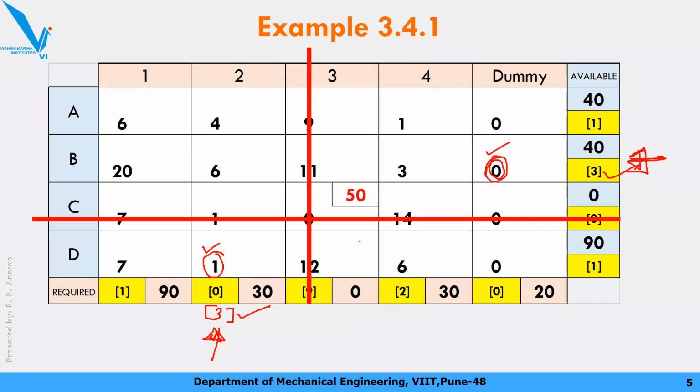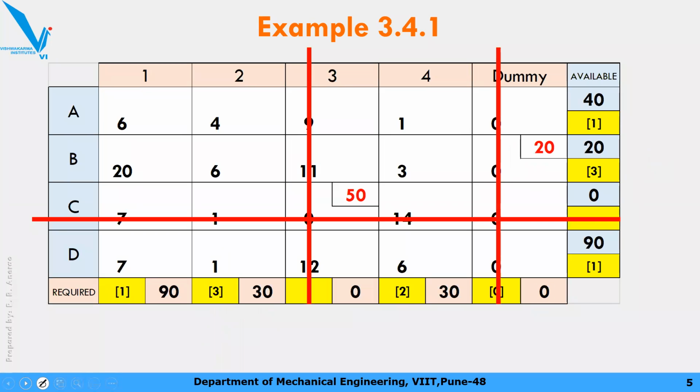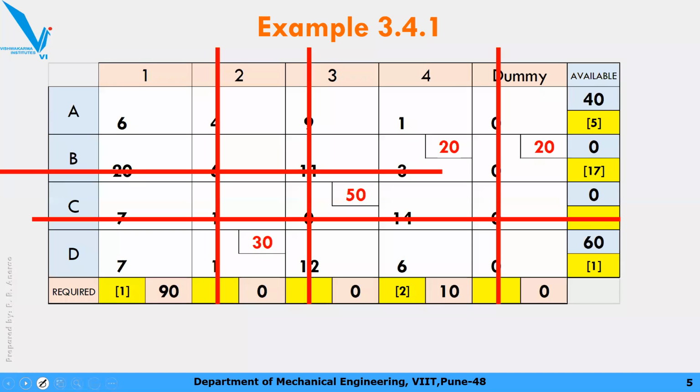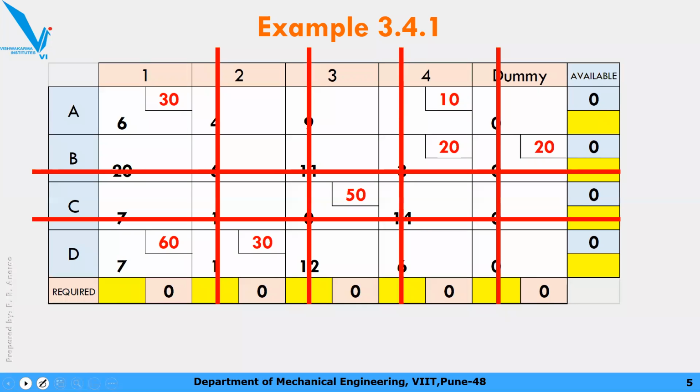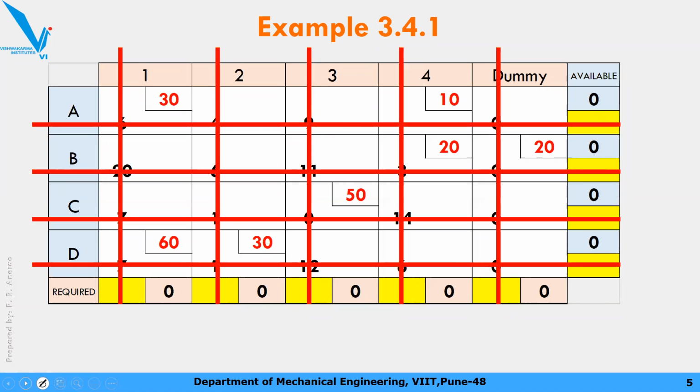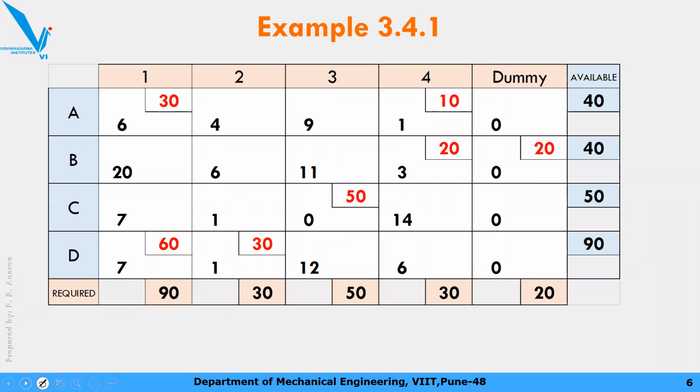सबसे कम कौन सा है 0. So provide the allocation at 0 here. कितना allocation कर सकते हैं 20 or 40. So 20, the least allocation. Okay, so this way you can do the allocation, proceed with the next calculation, and finally your result will be like this. Okay, so check this out.